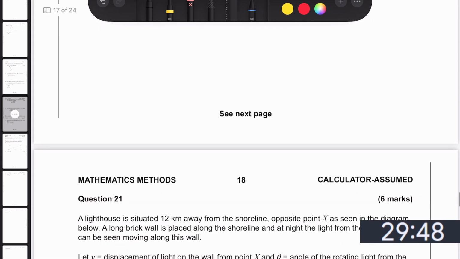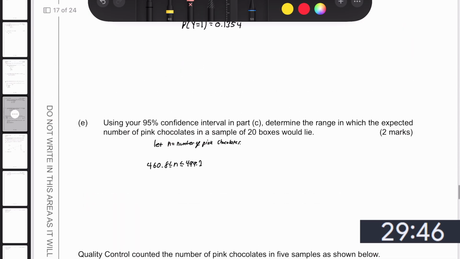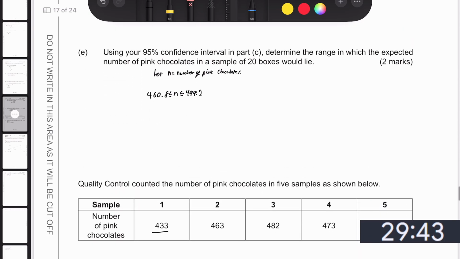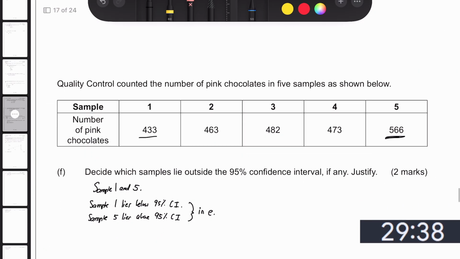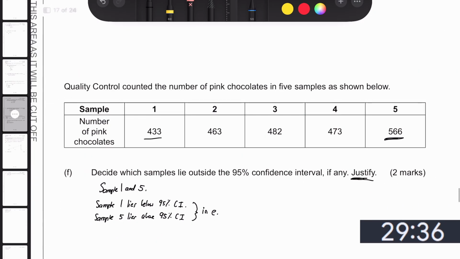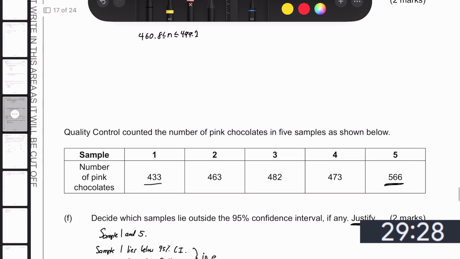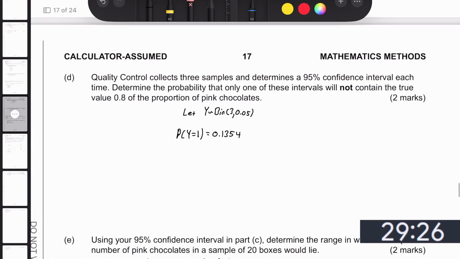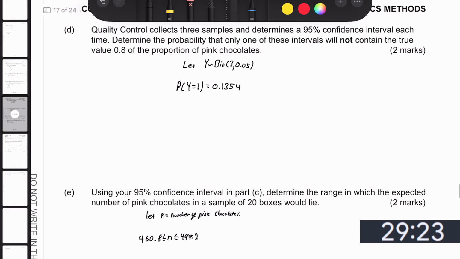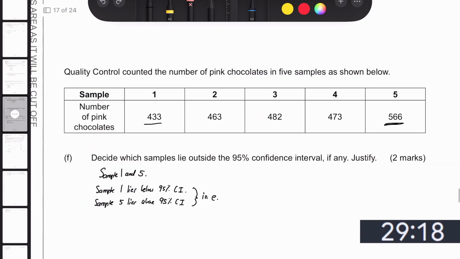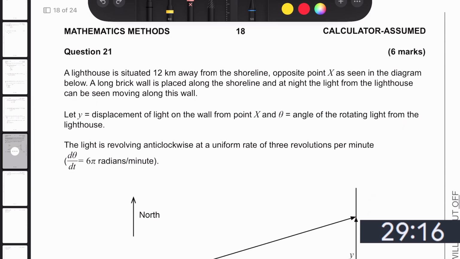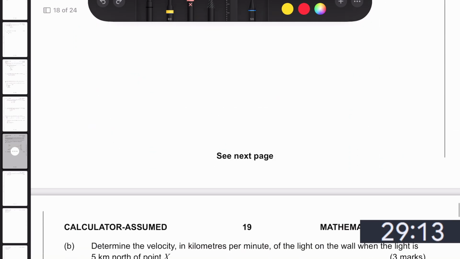Okay. Next page, 18. I don't know what it means by justify, because if it's outside, it's outside. Does it want me to calculate the p hat of all of them? Surely not, because this is exactly the expected number of pink chocolates. Okay, no, I'm not doing that. Too much work. I might come back. How much time do we have? We have half an hour. We've got one more question left.